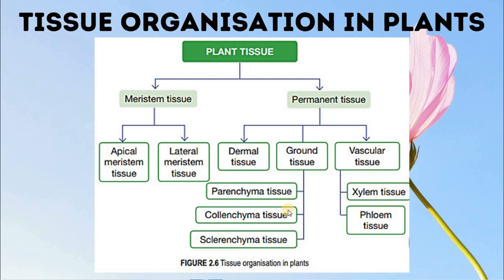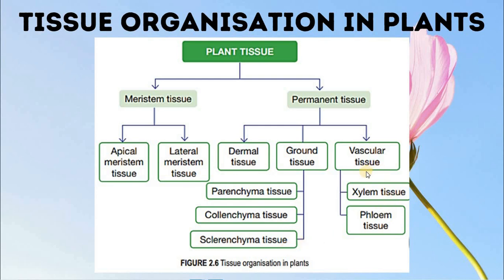Parenchyma tissue, collenchyma tissue, and sclerenchyma tissue. Okay, I repeat. Parenchyma tissue, collenchyma tissue, and sclerenchyma tissue. Okay, so they are a ground tissue.